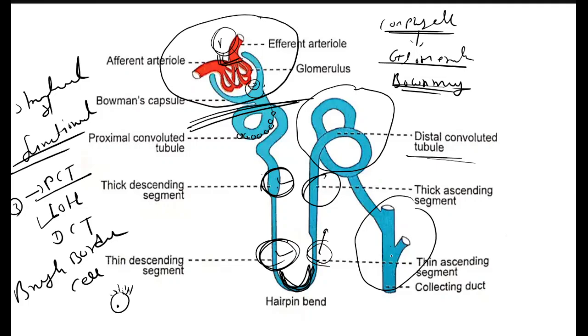This collecting duct receives 6 to 7 distal convoluted tubules. That is, in one collecting duct, for example, this is the collecting duct, we see that 6 to 7 distal convoluted tubules end into it. Right? So this is the basic structure and the parts of the nephron. Again, we will revise the nephron again.